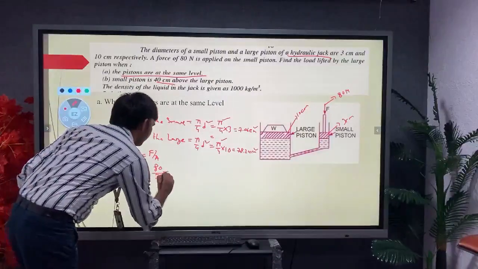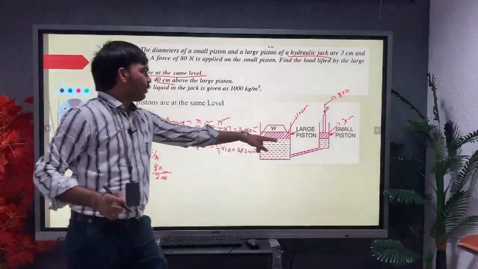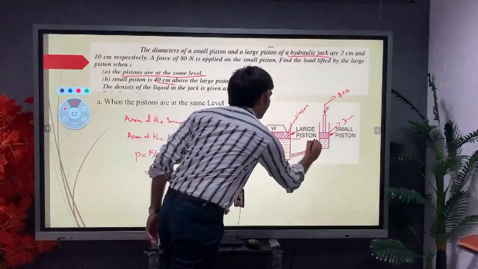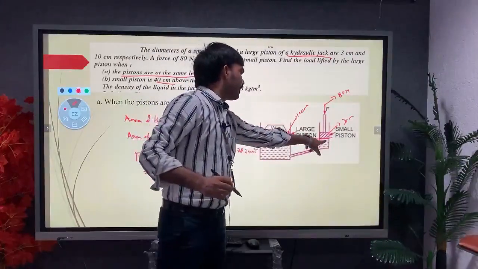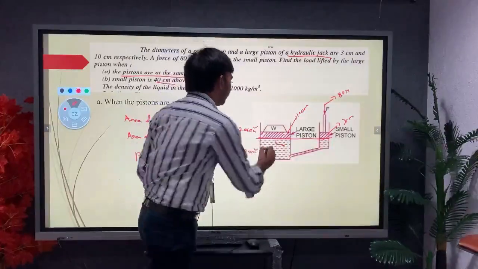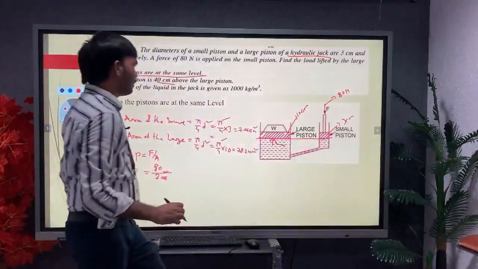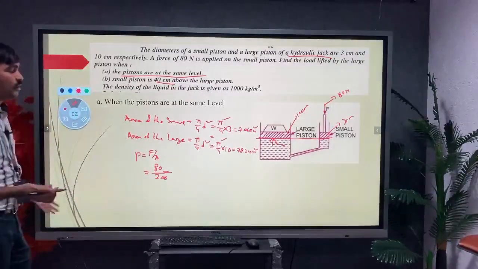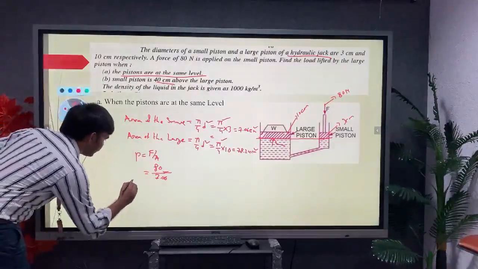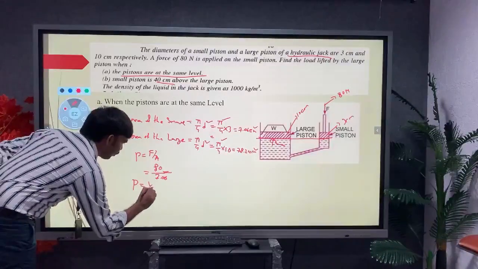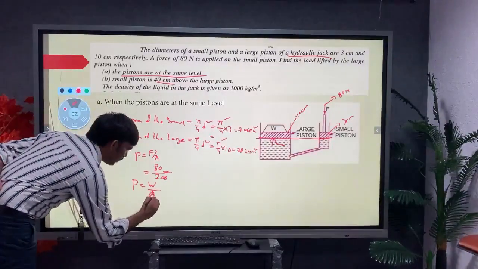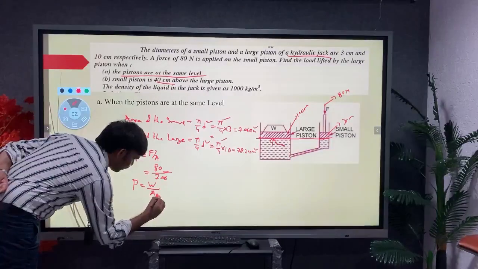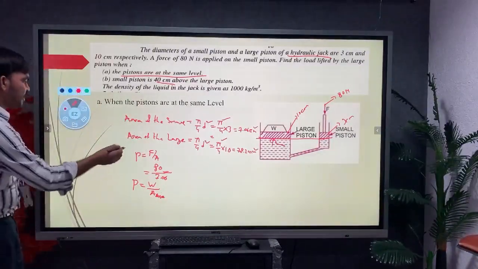But according to Pascal's law, the pressure is the same at the same horizontal surface. These are at the same level, right? So what is the pressure created here? It will be equal to the pressure applied here, right? So what is the pressure at the large piston? Pressure is equal to weight by area of the large piston.